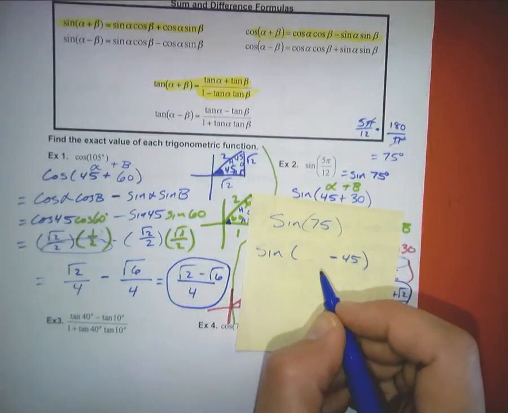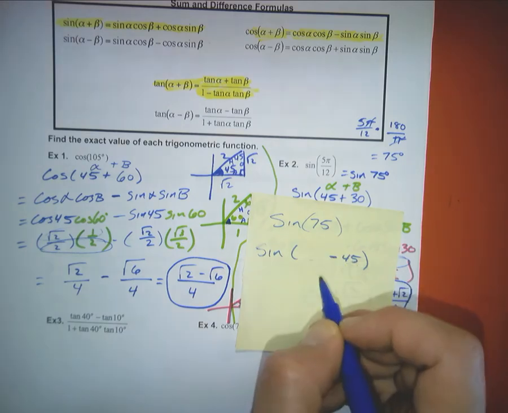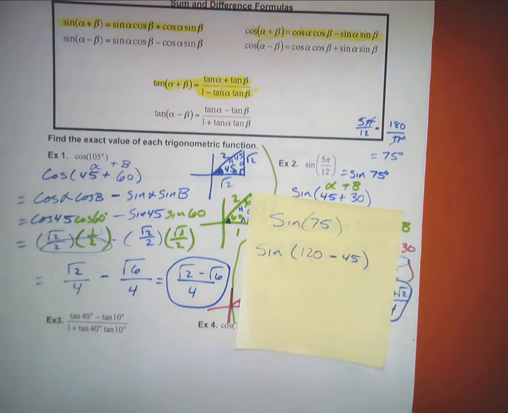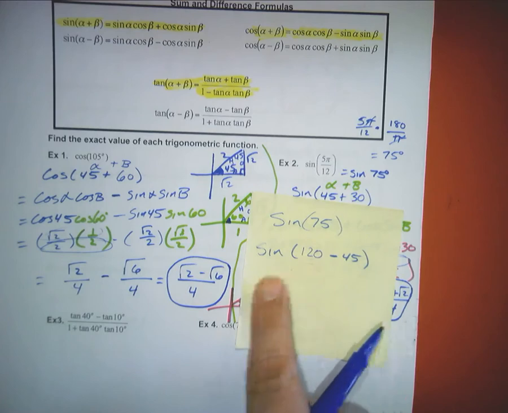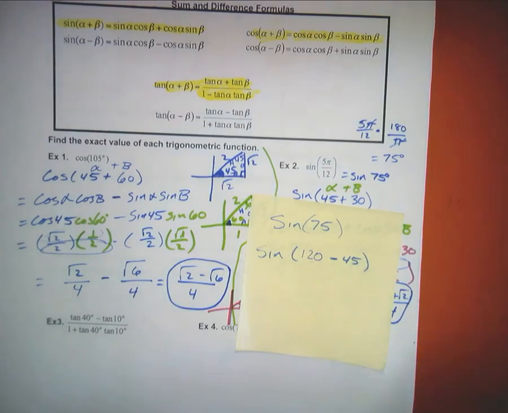What is that going to be? Well, got to be more than 75. So add 45 to 75. 120. Okay. So if I use addition, I should also be able to do subtraction. And if I did that, if I did the sine of 120 minus 45, I would get the exact same answer. Okay? So it's just a different way to do it.